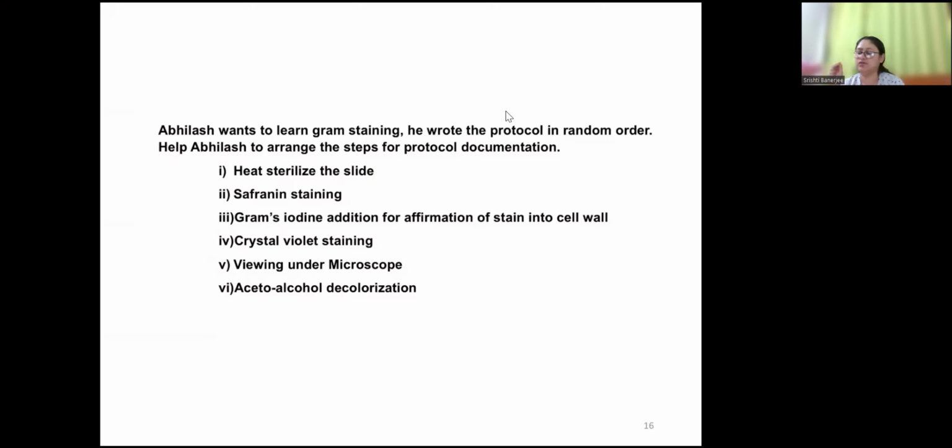He was told you have to do this and this, but he has somehow misplaced the order. The protocol order has just gone random and he is now very confused about how to do it. So these are the four things. Now, before getting into the question, let's discuss what gram staining is. Gram staining is a process of staining a cell with a particular color.